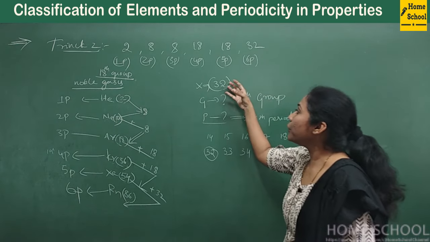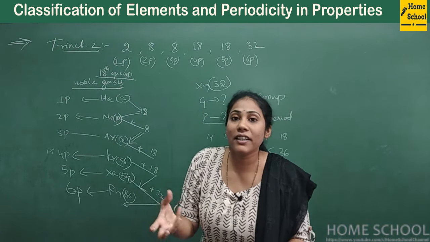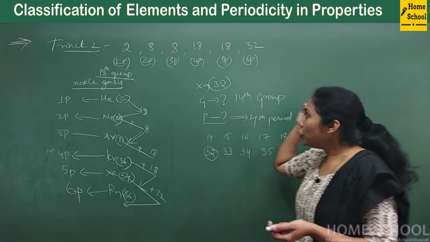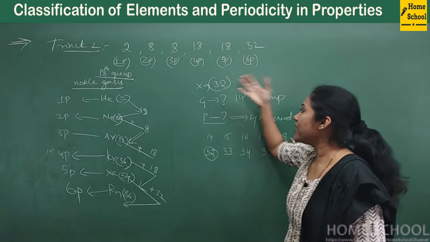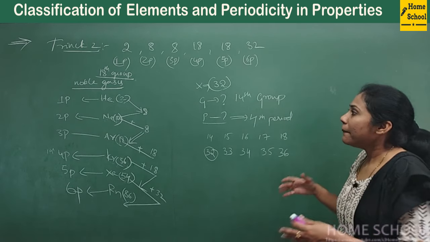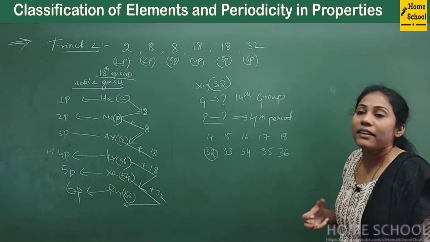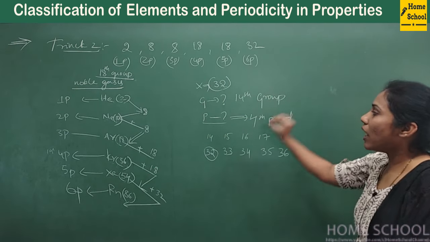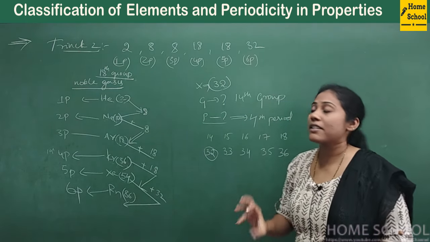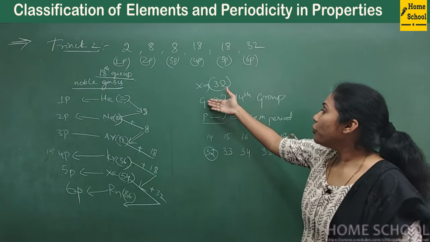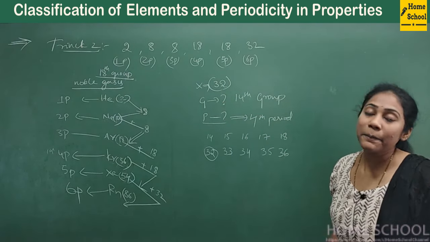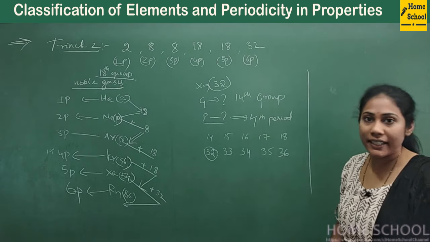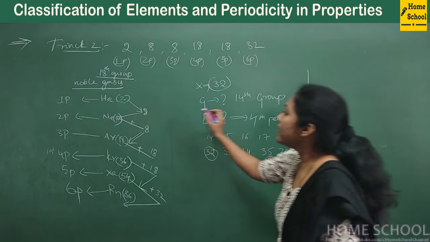So for 32, it's not that you have to write the electronic configuration and check. Even if you know how to write the electronic configuration of this element, which is a basic thing, it will take time to think and write, right? So if you practice this trick, it will solve your problem within a few seconds. You will be able to tell to which group and which period this element belongs. So that's the trick. Now let's work out one more question.